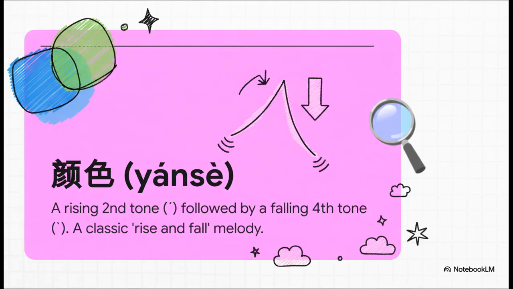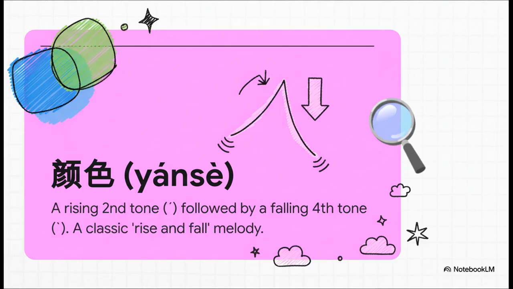And finally, we have 颜色. Here we get that classic rise and fall melody, a rising second tone followed by a falling fourth tone, 颜色. It goes up and then it goes down. 颜色. It has this beautiful contour to it.